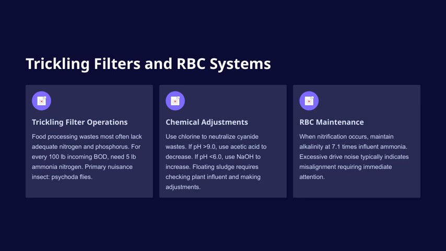Moving on to chemical adjustments, chlorine is used to neutralize cyanide wastes, which is crucial for safety and compliance. If the pH goes above 9, acetic acid can be used to bring it back down. Conversely, if the pH drops below 6, sodium hydroxide, NaOH, can be added to increase it. And if you notice floating sludge, it's a sign to check the plant influent and make appropriate adjustments to optimize the process. Finally, let's discuss RBC maintenance.